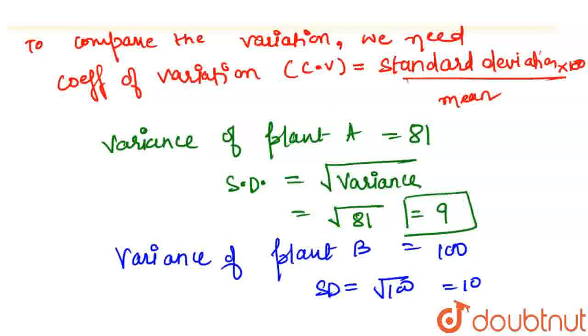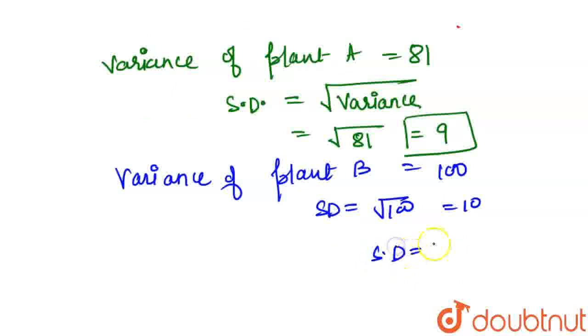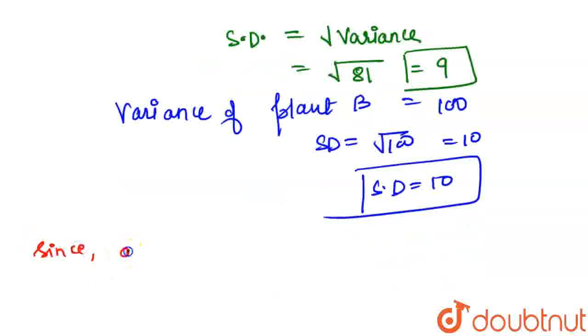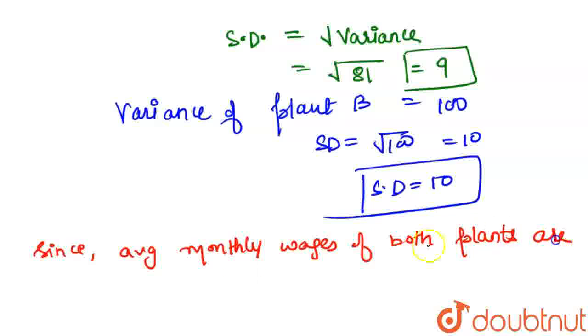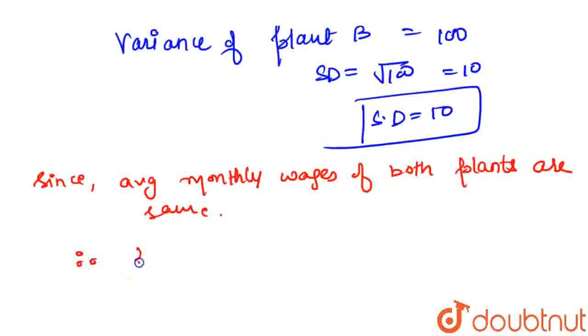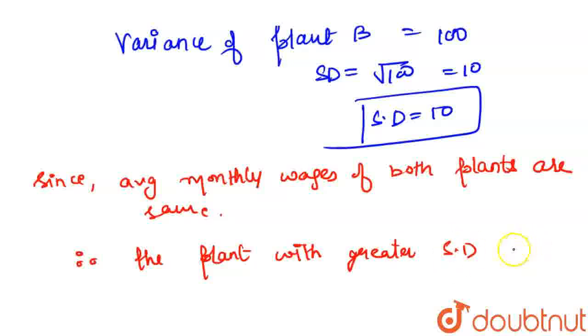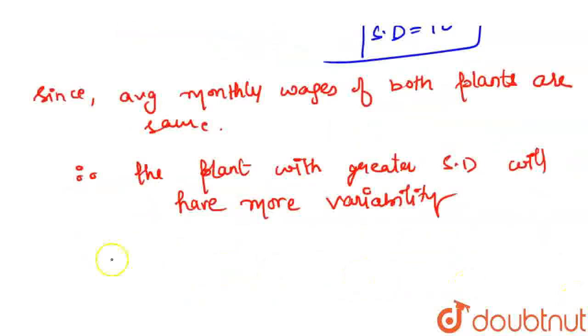that means 10. So the plant B has more standard deviation, so we will write here that since average monthly wages of both plants are same, therefore the plant with greater standard deviation will have more variability, and by the standard deviations of both plants we can see that plant B has more standard deviation.